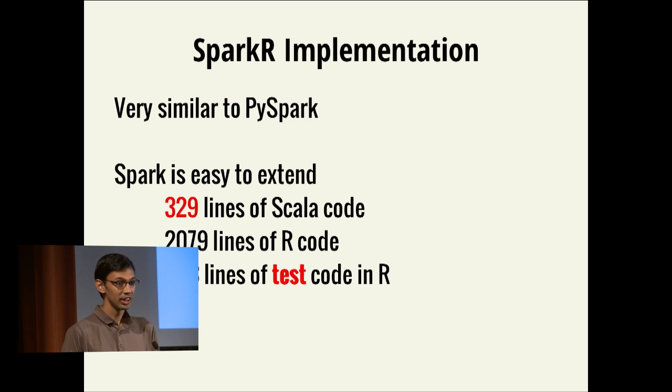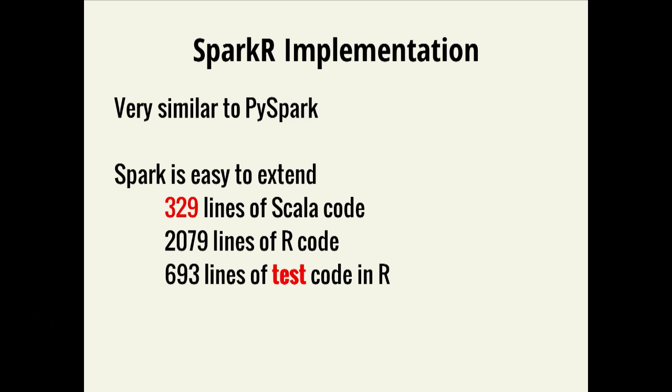In terms of implementation, like I alluded to before, the design of SparkR is very similar to the PySpark effort. The biggest thing that we learned while doing this is that Spark is actually very easy to extend. The core of Spark being pretty flexible means that we had to write very few lines of Scala code to make this possible. In our repository, we only have around 329 lines of Scala code. Most of our code is in building up this RRDD API and all of these transformations and actions, and that's around 2,000 lines of R code. Another thing that I'm proud of is the 693 lines of test code. So our API is pretty well tested, and the coverage is pretty comprehensive.